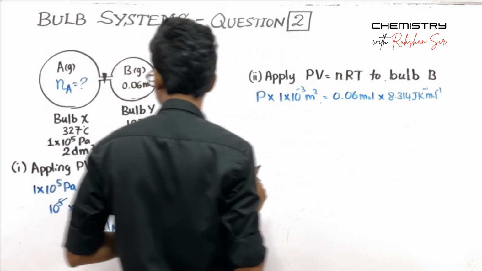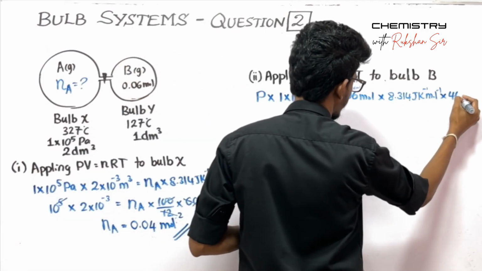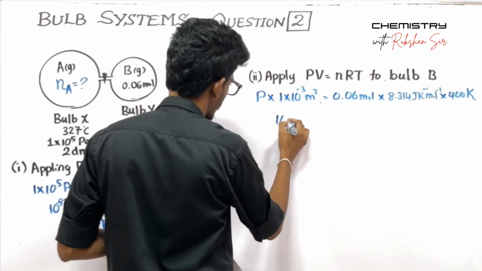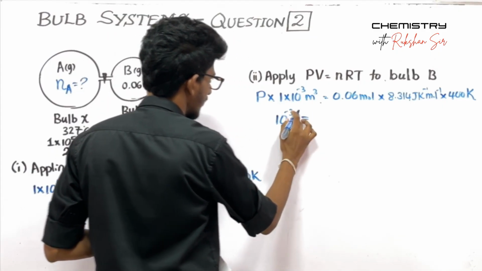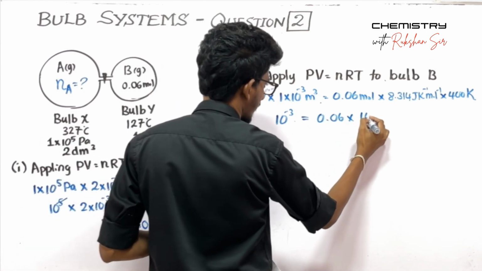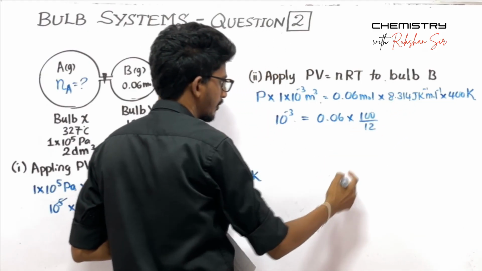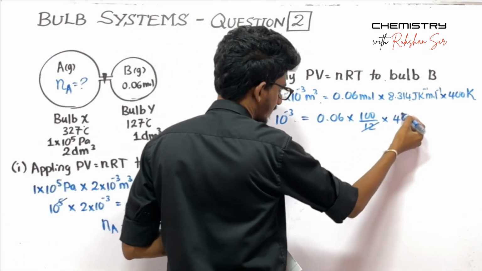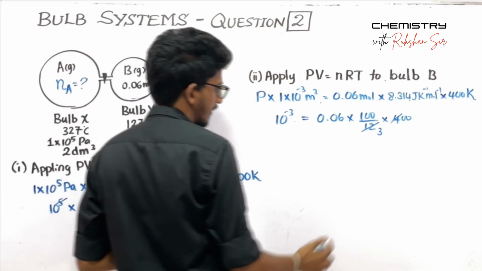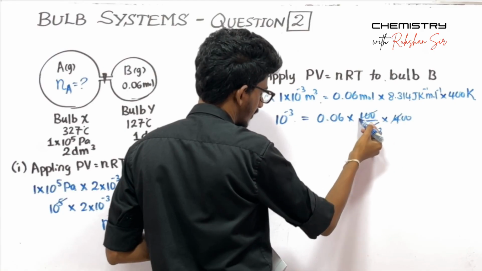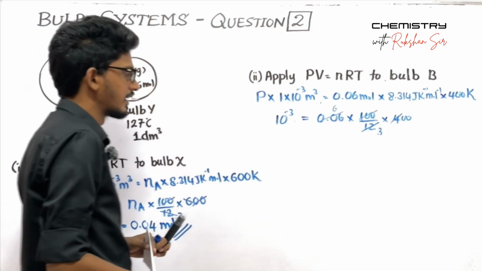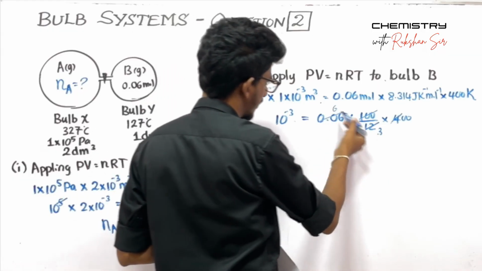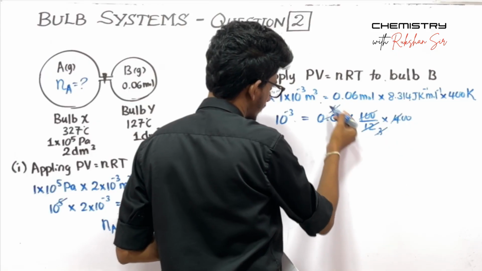T is what? 127 means it is 400 Kelvin. Right now, let's simplify the stuff. You have 10 to the power minus 3 on this side equals 0.06, and 100 over 12. We are substituting this as 100 over 12, and 400 is there, right? So let's simplify. So this is 3 here. You have 100, so you can get rid of this as 6, right? Multiplying by 100, it becomes 6, right? So 6 over 3 is just 2.